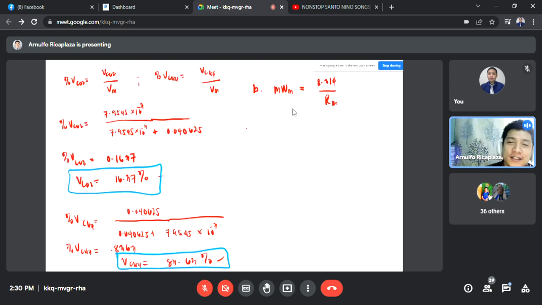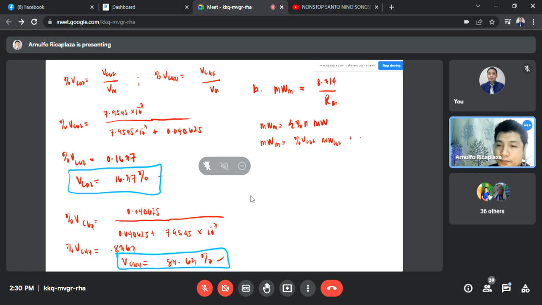Okay, so, just review the formula. That is the summation of the percent N times the molecular weight. In any gas, that is the molecular weight of the mass of the mixture. And take note, the percent N is equal to what? Percent volume. So therefore, we have the percent volume of the CO2 times the molecular weight of the CO2, plus the percent volume of the CH4 times the molecular weight of the CH4. Okay, do you see it guys? Okay, so we recall all of the formulas.